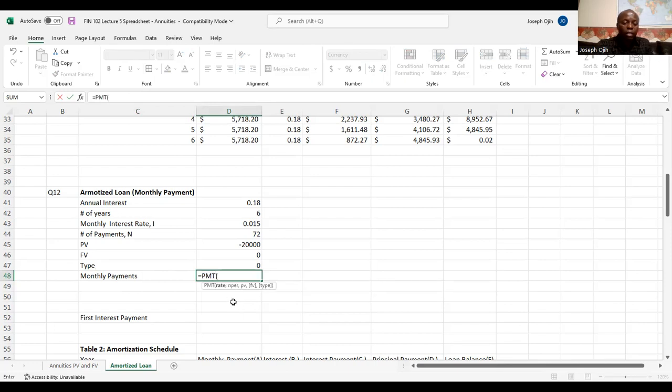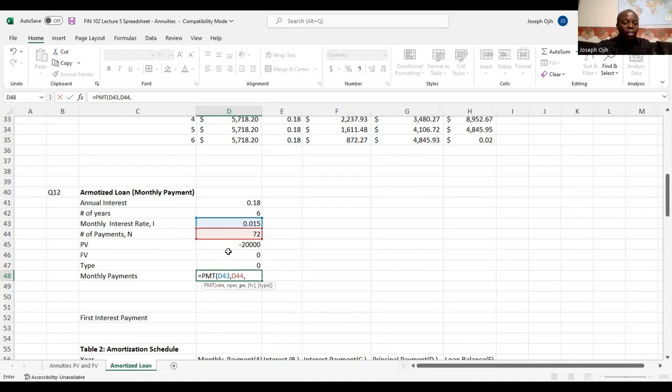opening parenthesis. Now the rate: click on the rate. You're not going to use 18% because that is for 1 year. You have to use the monthly rate. Click on this, comma. Number of payments: you are going to pay 72 times, so click on this, not 6. This is now a monthly payment, so it's no longer 6 payments but 72 payments. Comma.